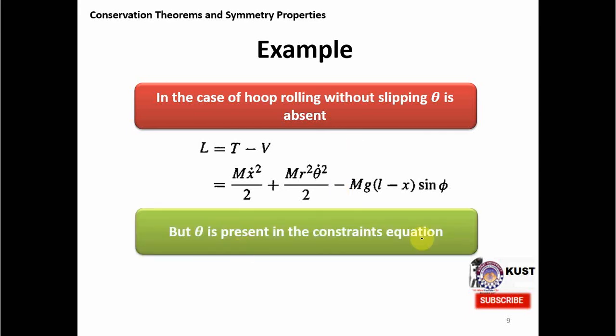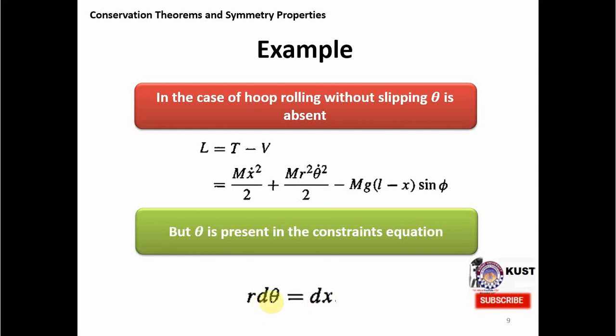But theta is present in the constraint equation. You can see there is a constraint in the hoop. I will show schematically that there is a constraint. And you also know that r d theta is equal to dx. That is, dx is the distance traveled, or change in the distance, which is related to r d theta. So whenever theta is changing, because it's a hoop rolling down, it is related, multiplied by the radius, to the linear distance it is traveling.